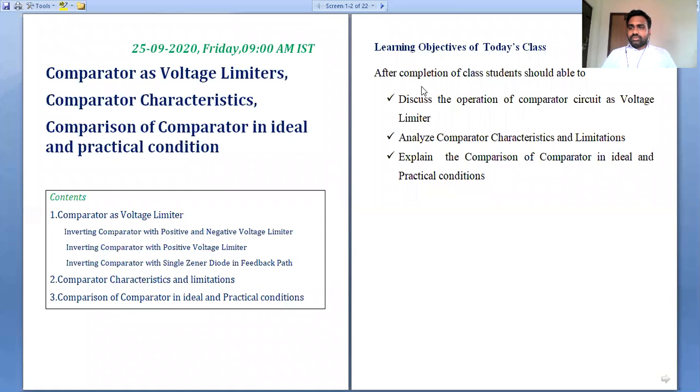So these are the various applications of comparator. We discussed the zero crossing detector, the practical comparator, and the window comparator in our applications.